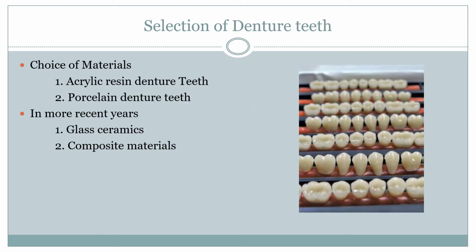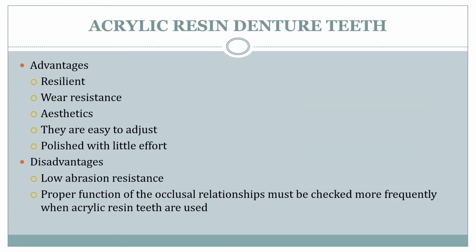Yeah, and then next, moving on to the selection of the denture teeth. So usually the choice of materials is acrylic resin denture teeth, then your porcelain denture teeth, and moving towards improvement in aesthetics, we have glass ceramics and also composite materials, but they are more subject to wear of the opposing natural dentition. So preferably we try to use your acrylic resin denture teeth, right?